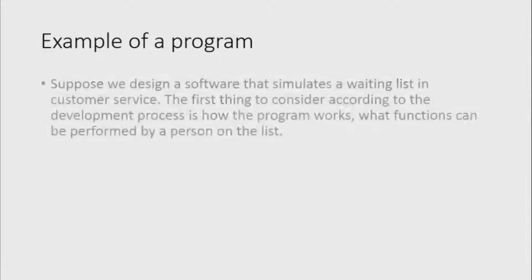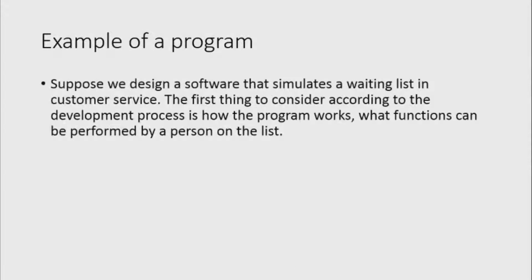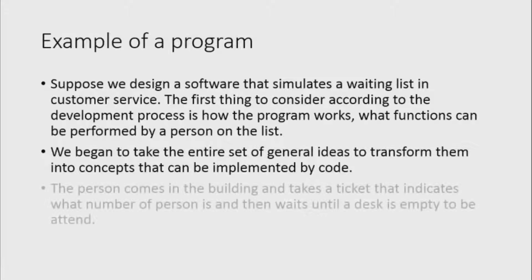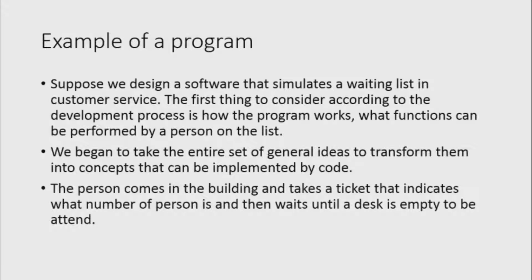An example of a program. Suppose we design a software that simulates a waiting list in a customer service. The first thing to consider according to the development process is how the program works, what functions can be performed by a person on the list. We begin to take the entire set of general ideas to transform them into concepts that can be implemented by code. An idea of the program will be: the person comes into the building and takes a ticket that indicates what number person is and then waits until the desk is empty to be attended.